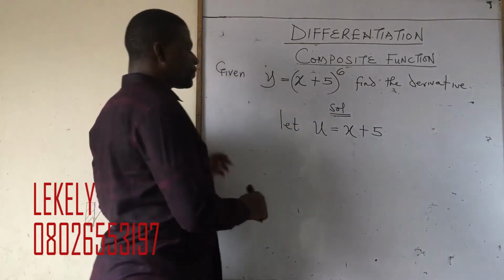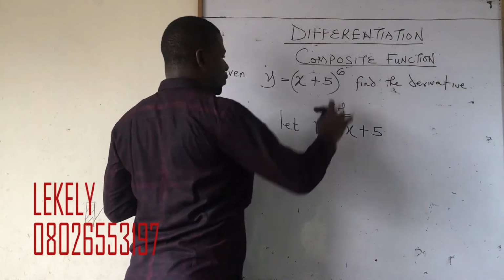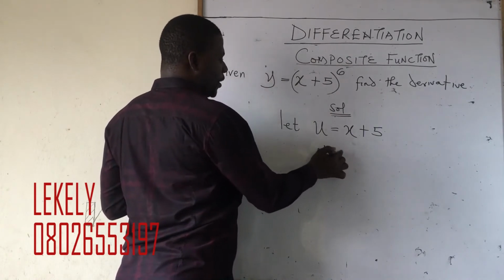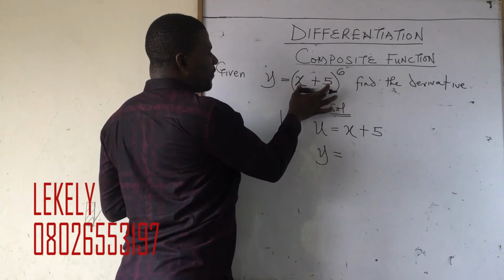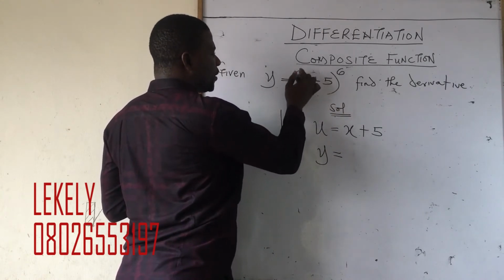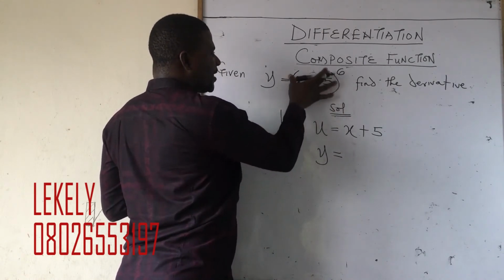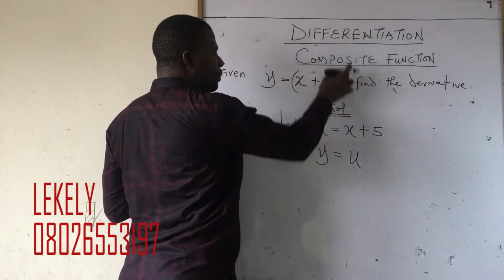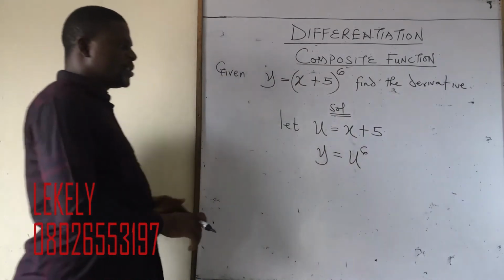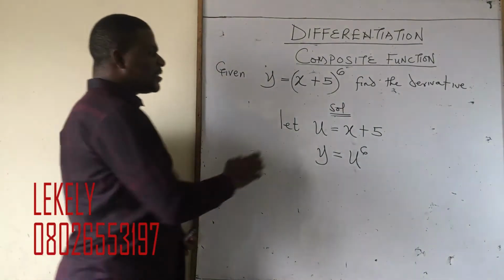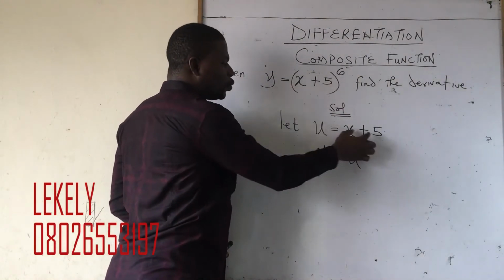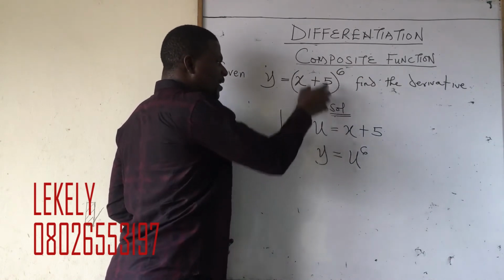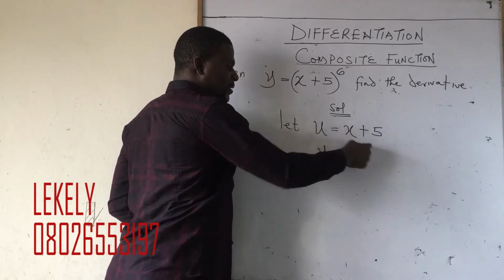Then from there, you will now rewrite this question. So I'm going to have y equal to, you have replaced the whole of this bracket with letter u. So instead of writing this bracket, you are going to write u raised to power 6. You see that? The first thing is to represent the whole of the bracket with letter u. Then rewrite the question, write y, then u raised to power 6.